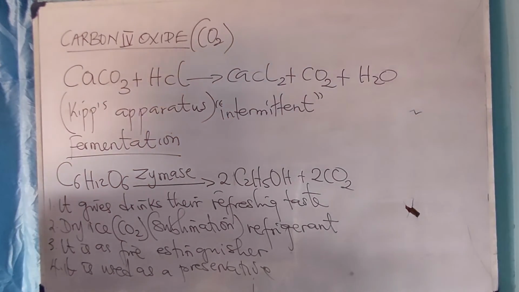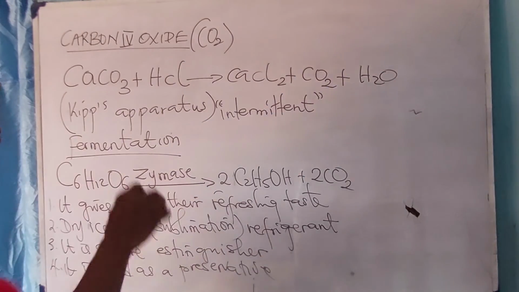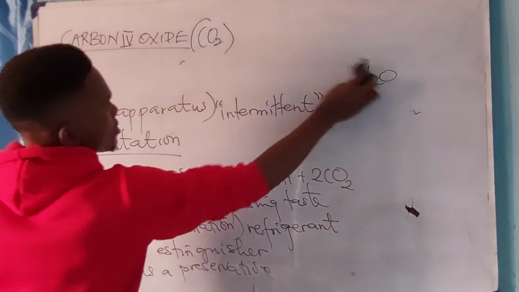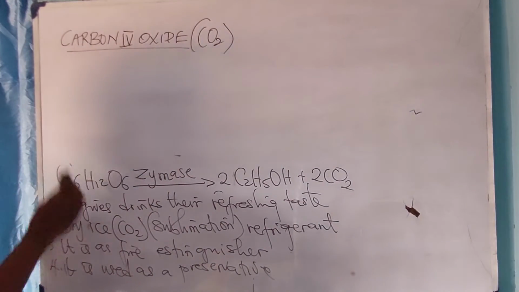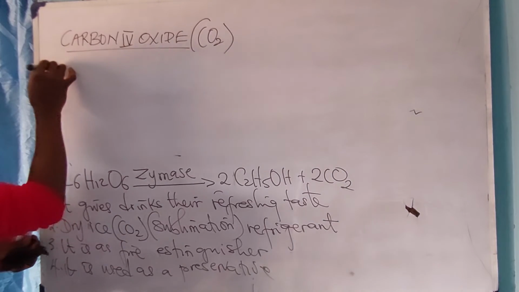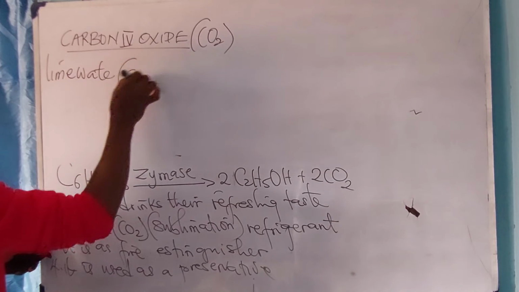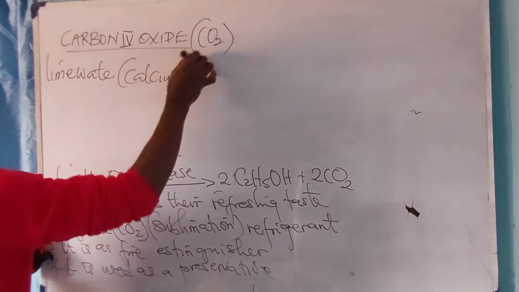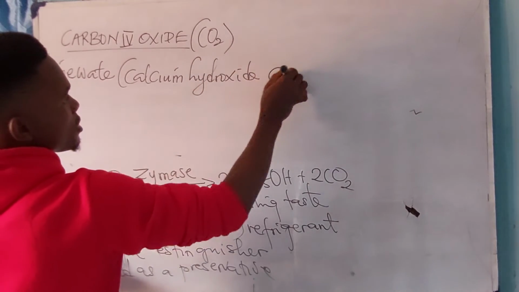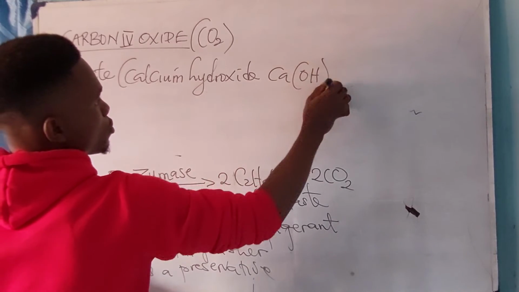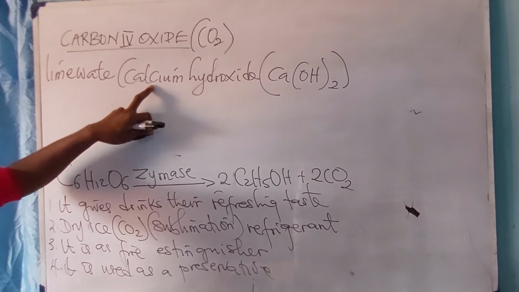So at this point, to call it a day, no. The test for carbon 4 oxide is what we've not done, which is very, very important. The confirmatory test for carbon 4 oxide is that it turns lime water milky. Lime water is called calcium hydroxide, which is written as Ca(OH)2. Now it turns this lime water milky.